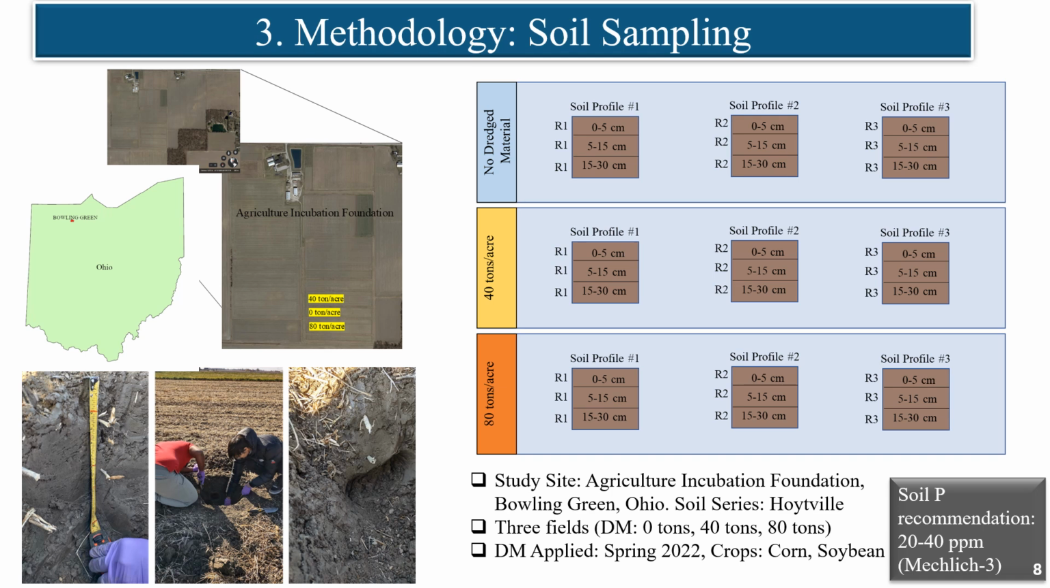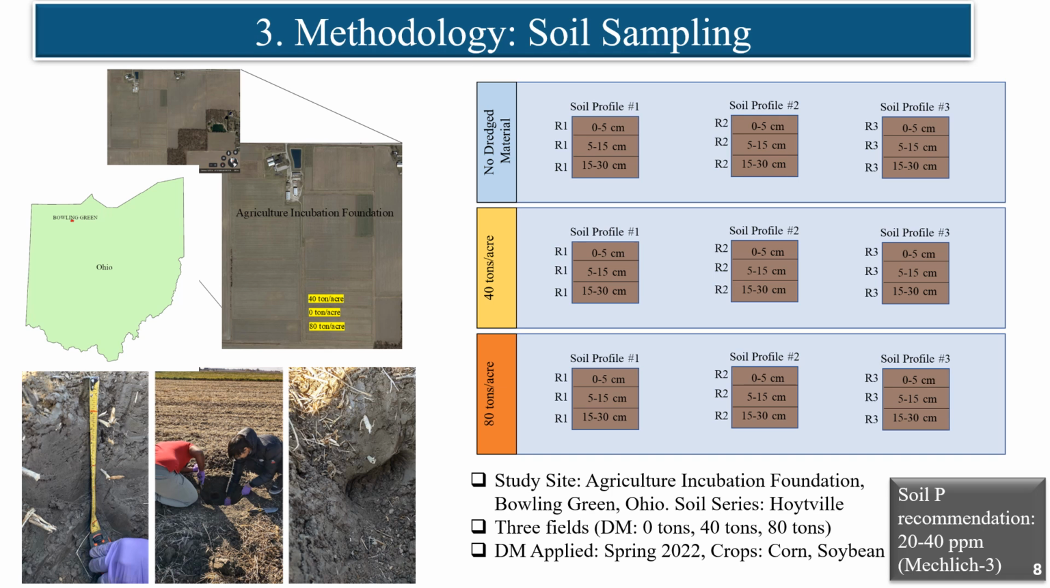So at Agricultural Incubation Foundation, we had 3 fields. The first field did not receive any amount of dredged material. The second field was applied with 40 tons of dredged material per acre, and the third field was applied with 80 tons of dredged material per acre.